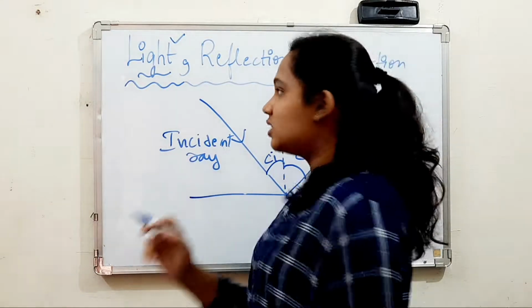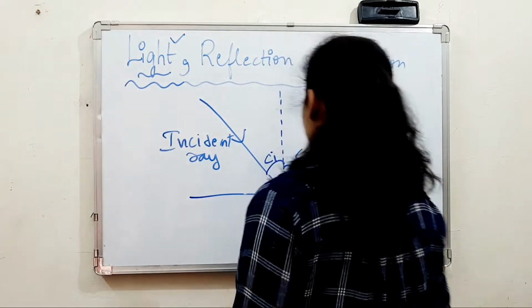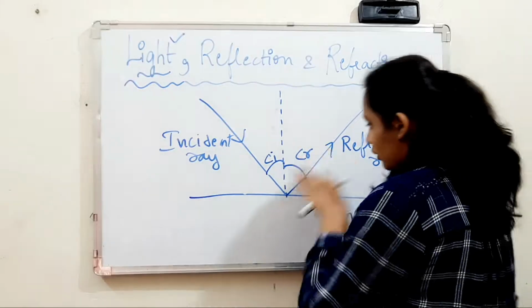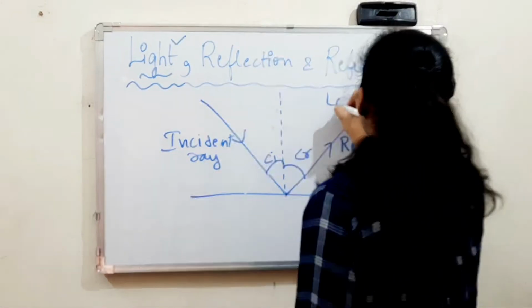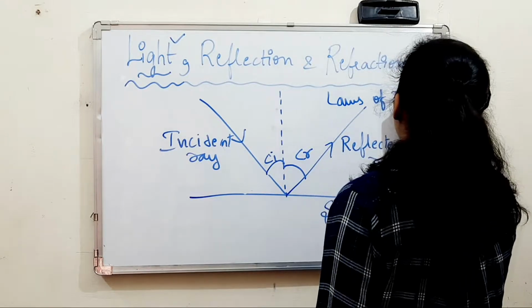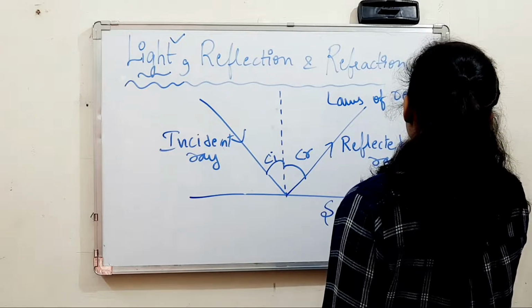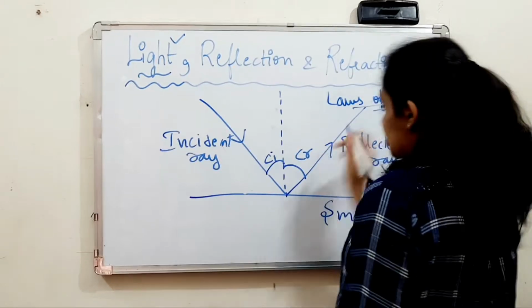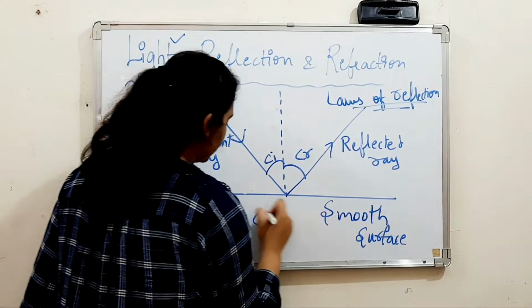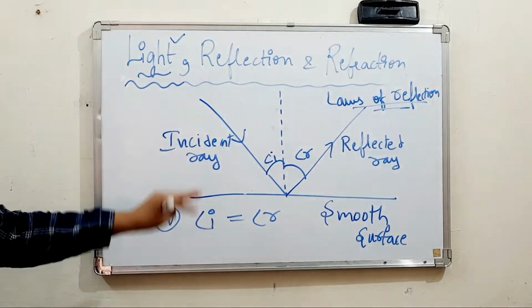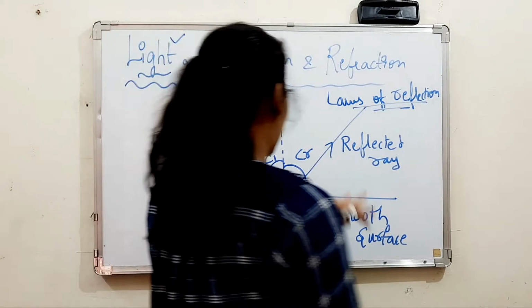And as per the first law, this normal is very important to show that angle of incidence is equal to angle of reflection. And now we will be talking about the laws of reflection. Two laws are there in laws of reflection. The first law is angle of incidence is always equal to angle of reflection. Note it down guys. Angle of incidence is always equal to angle of reflection.